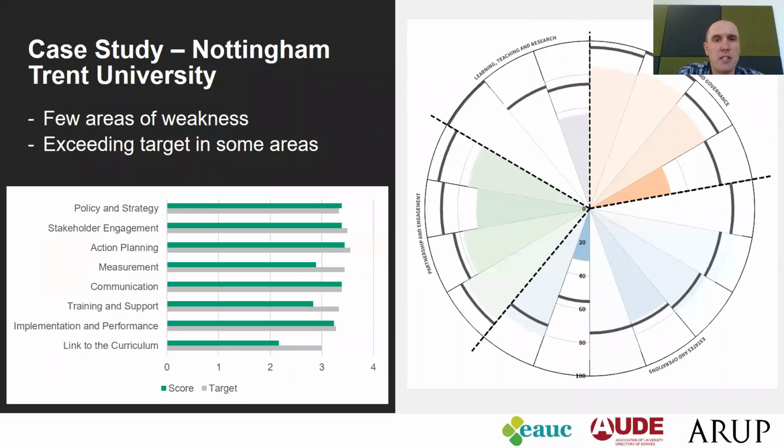Here again, you can see that whilst they are very, very high performing in things like policy and strategy and action planning, etc., if they were going to focus on some aspects, some activities, then measurement, training and support and link to the curriculum would be a way to go about it. And this just goes to show the sort of interrogation you can do with the raw data downloads.